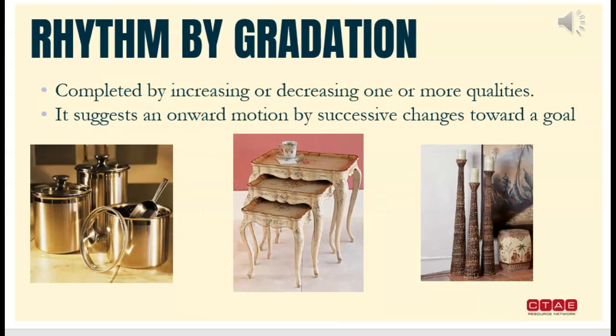Rhythm by gradation is completed by increasing or decreasing one or more qualities. It suggests onward motion by successive change toward a goal. So we have different-sized candelabras. We have stacking tables. And how about your canisters with flour, sugar, and maybe something else in another jar in your kitchen? So that's rhythm by gradation.